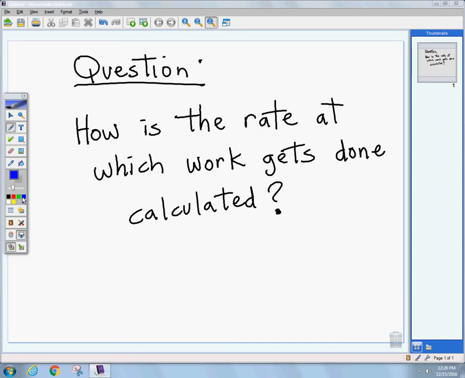And the rate at which work gets done has a special name. It's called power. Because if you can do work faster, you have more power. You're more powerful. If you have to do a job like, let's say, mow your lawn, and you want to get it done faster, well, you would need a more powerful lawnmower. So the rate at which work gets done is called power.